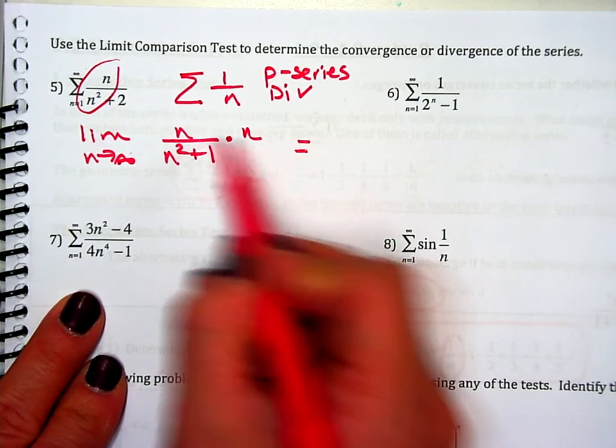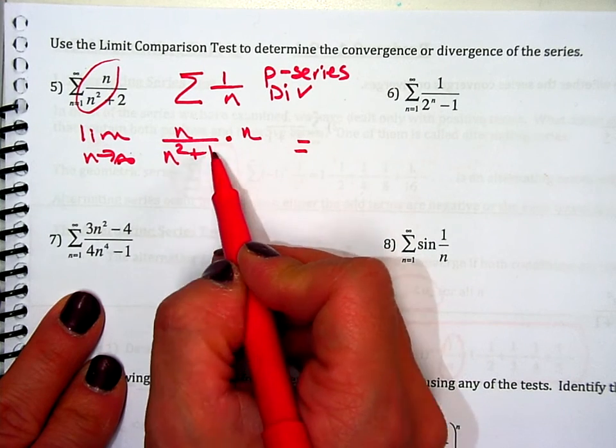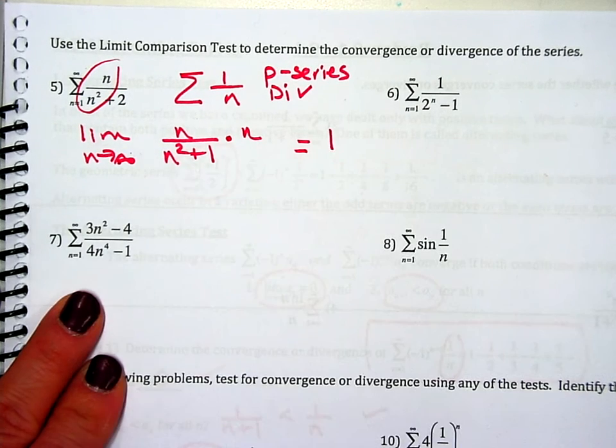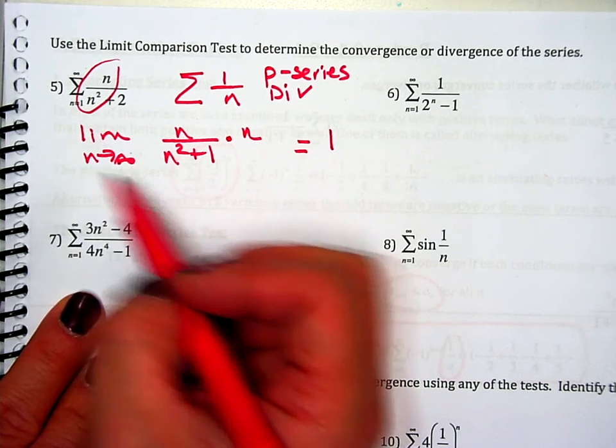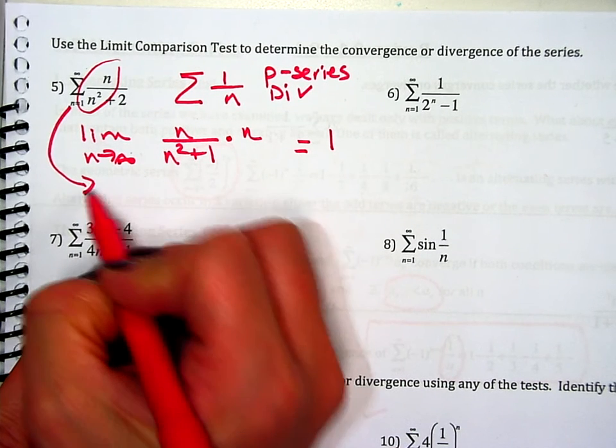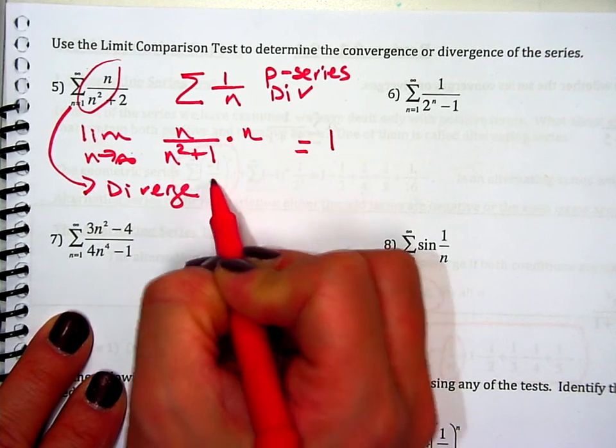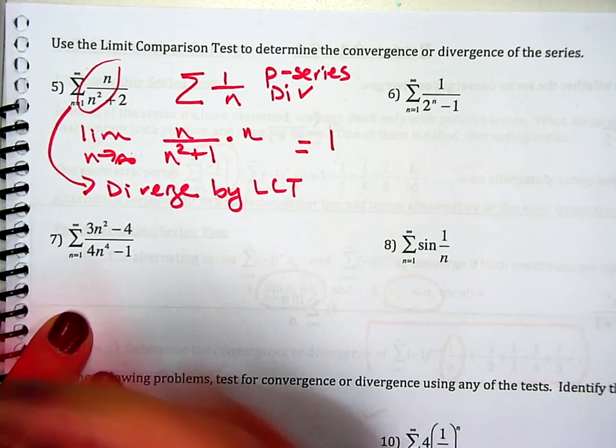The degree on the top is n squared, degree on the bottom is n squared, so the ratio of the lead coefficients gives me 1, which is a positive real number. So that means that this will also diverge by LCT. They do the same thing.